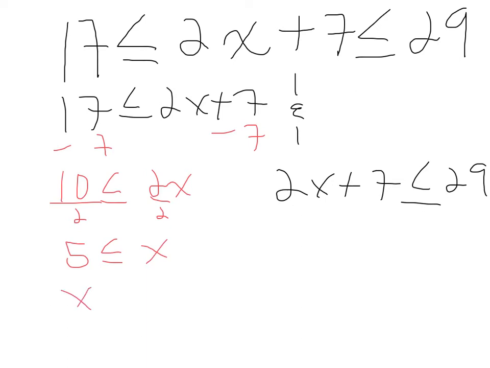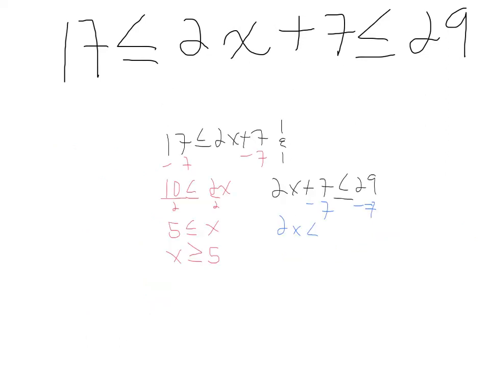We're going to write that as x, put your 5 over here, and that's x is greater than or equal to 5. The other one, you subtract 7, subtract 7. 2x is less than or equal to 22. You divide by 2 and you get x is less than or equal to 11.